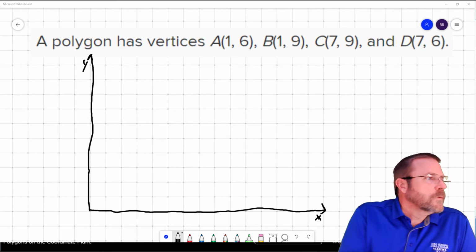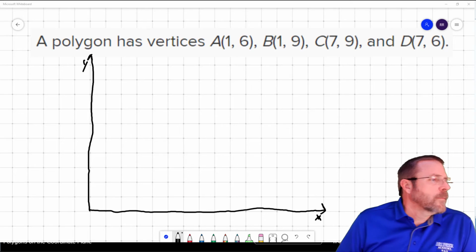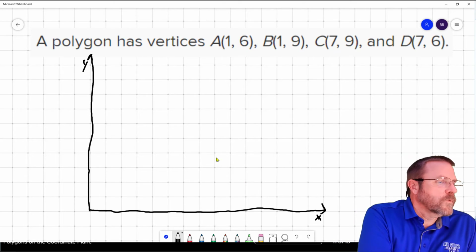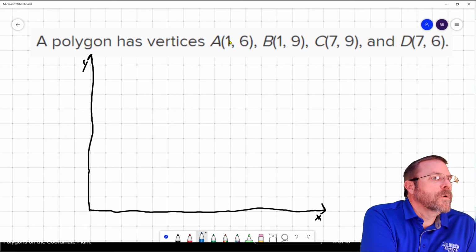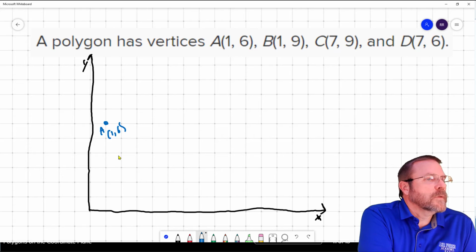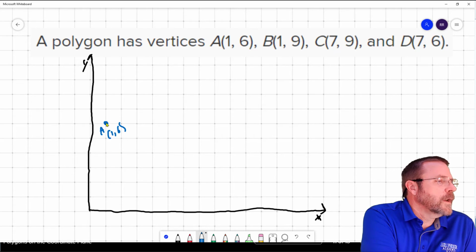Alright, so I've set up quadrant 1 of my coordinate plane where I've got my y-axis and I have my x-axis going here. From there I'm going to start plotting points. So point A is at (1, 6): 1, 2, 3, 4, 5, 6. And that's going to be point A, which is located at (1, 6). Next I have point B, which is (1, 9). So I'm at 6, 7, 8, 9.